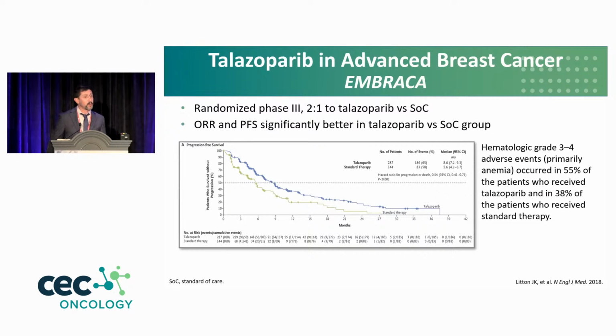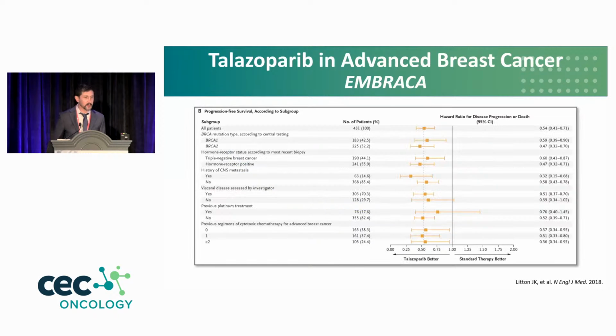Lastly, talazoparib in advanced breast cancer, part of the EMBRACA trial, a phase 3 study, randomized 2-to-1 talazoparib versus standard of care chemotherapy, looking at overall response rate and progression-free survival, both significantly better in the talazoparib arm, again, in germline BRCA1/2 mutant patients. On the right, hematologic grade 3/4 adverse events were seen in 55% of the patients who received talazoparib and 38% of the patients who received standard of care therapy. I think we're going to get more into the side effects and toxicities in later slides.